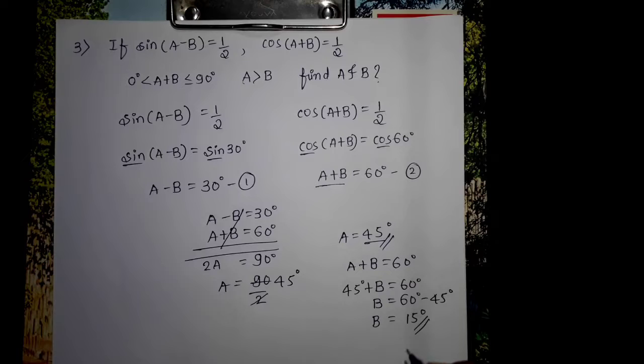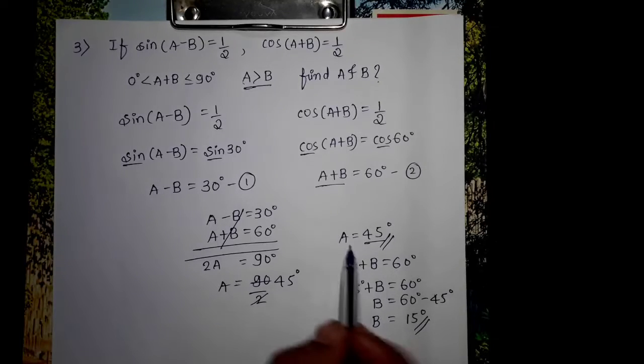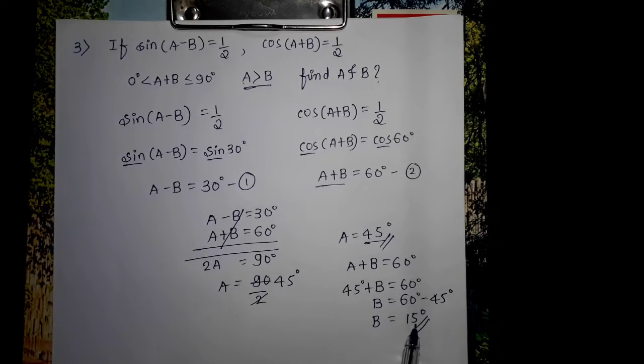Angle a is 45 degree and angle b is 15 degree. Is it satisfying the condition? A is greater than b. Of course, a is 45 degree and b is 15 degree. A is greater than b.